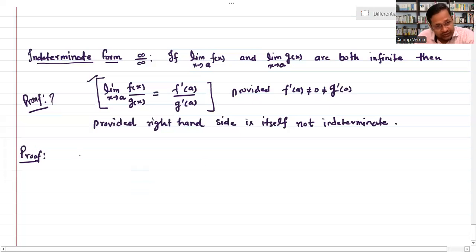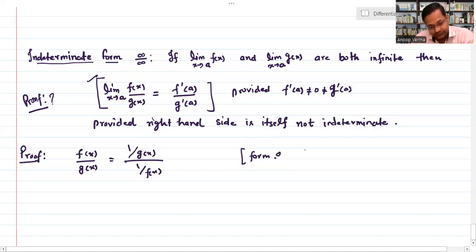So you know that if we have taken this f(x) upon g(x), you can easily write like this: 1 upon g(x) divided by 1 upon f(x). You can write like this in such a way, because g(x) is tending to infinity when x is tending to a, so it means you get 1 upon infinity type, and this is also 1 upon infinity type. Then you can easily say this is of the form 0 upon 0 at x tending to a.